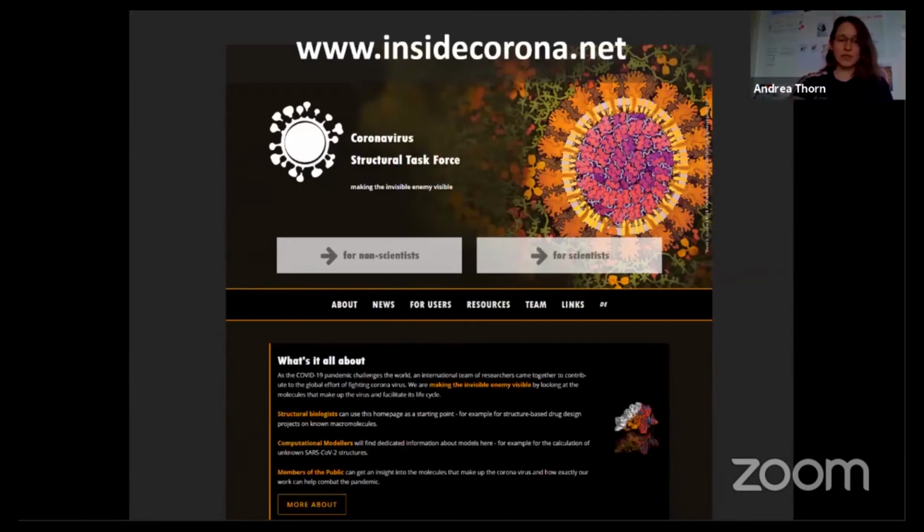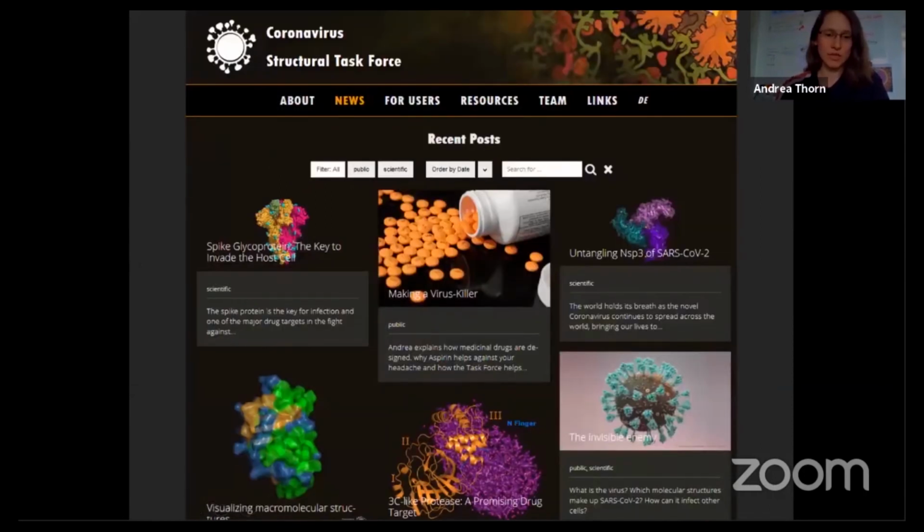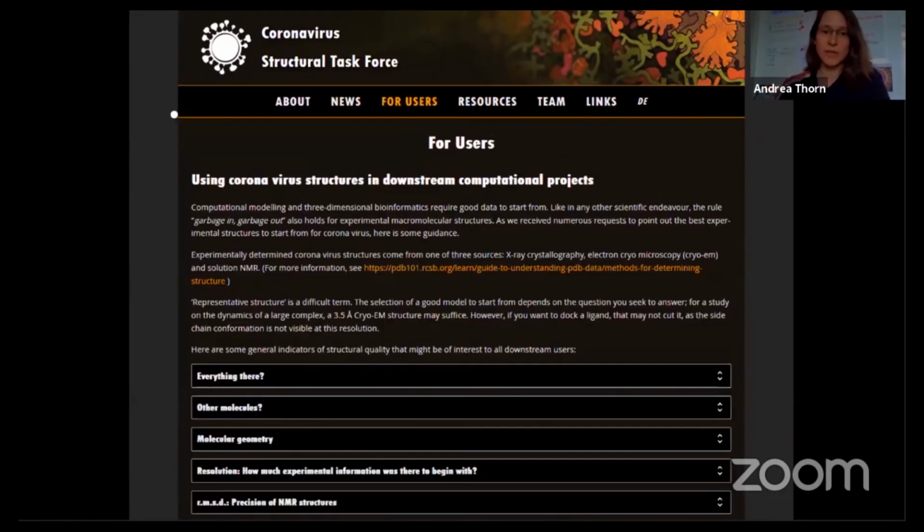This is the homepage. Important sections are news, where you can find blog entries that line out different important topics, and for users, which is a section for downstream users. So this is the news section. We put online about 3 articles per week. We also invite guest contributions. And for users, it's a bit more technical and helps people to decide which of the 500 structures is the right one that they want to use for their question.